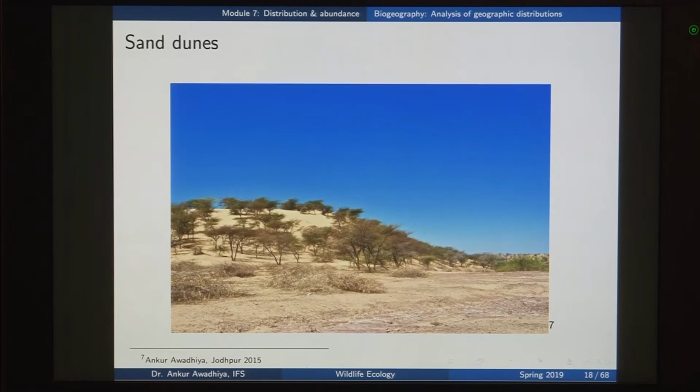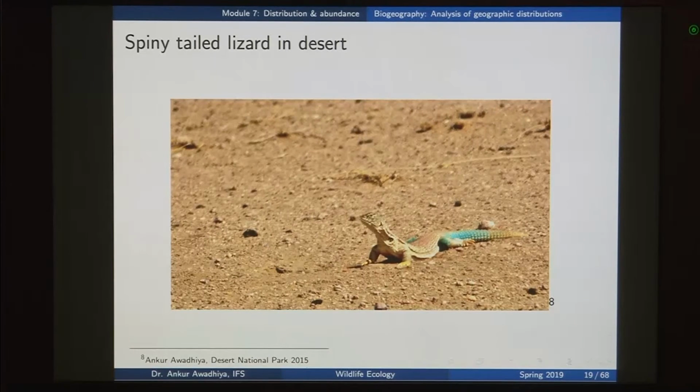And in this case, you will find very specialized species such as this spiny tailed lizard that is only found in this area. Now, again, if you ask this question, why do you have this spiny tailed lizard in this area? The answer would be because this particular species is adapted to this area, plus the conditions in this area are so harsh that the predators of this particular species are not able to live in this area. Otherwise, if you have a very large number of predators in this area, they would eat up all the spiny tailed lizards that are found in this area.